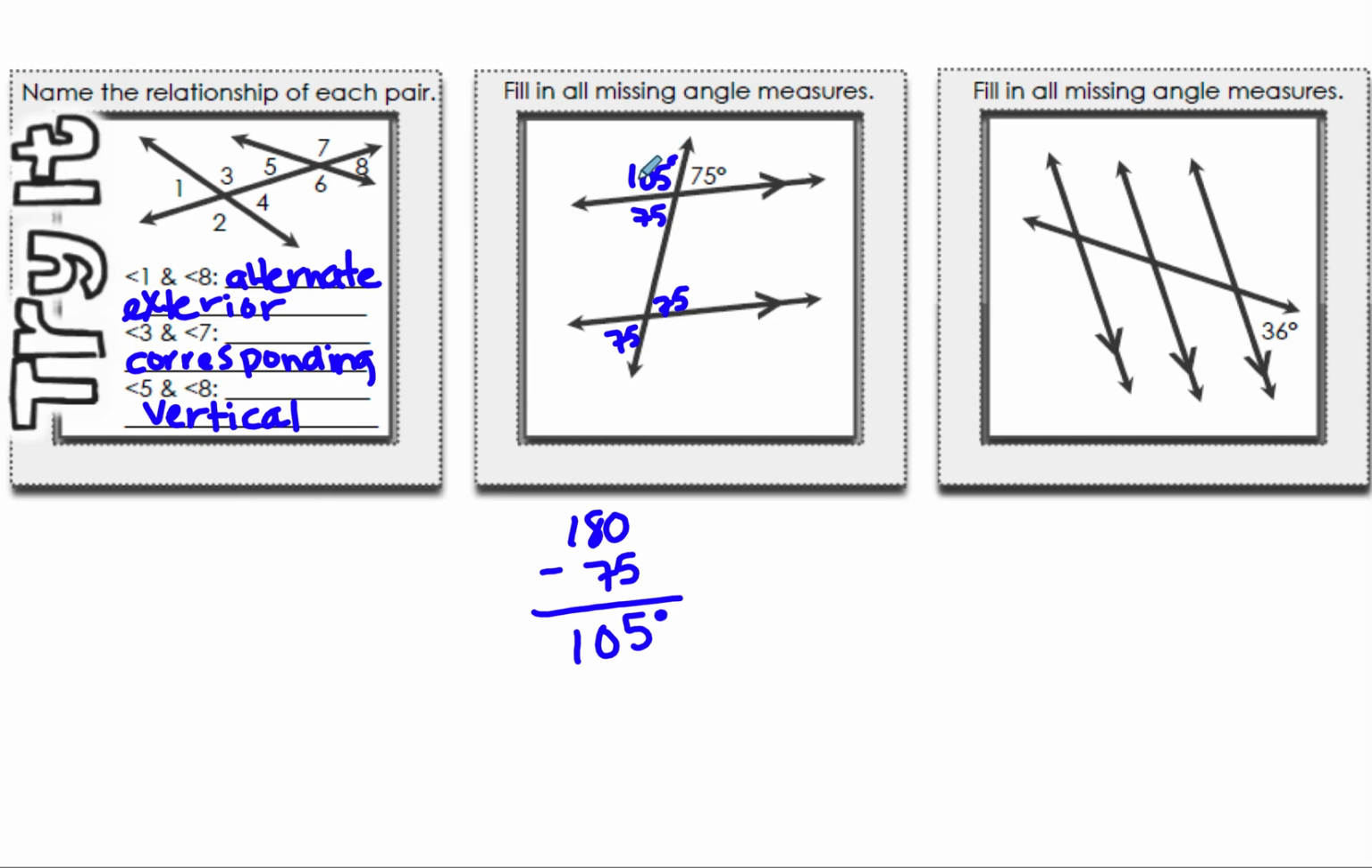105, this one's 105 because these two are supplementary. This one's also going to be 105. It's also supplementary to this. It's on a straight line, and it's vertical to this one. This will be 105. Corresponding angles are equal. This one will also be 105. Vertical angles are equal. All the obtuse have the same measure. All the acute have the same measure. All right, and then here we're going to finish the same thing. Fill in all missing angle measures. All right, go ahead and pause and try this one.